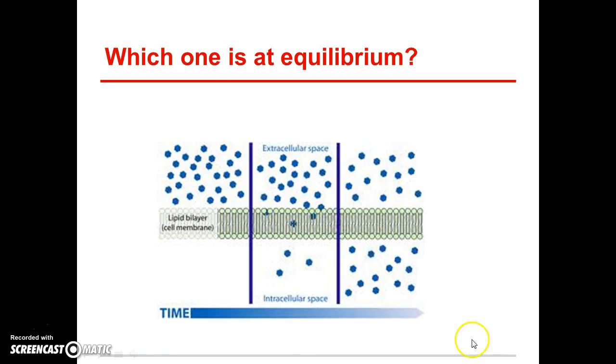Which one is at equilibrium? So we have this one, the middle one, or this one. Here we're looking at a lipid bilayer cell membrane, and which one, 1, 2, or 3, is showing equilibrium? The answer is this side. Yes, this blue is moving across, and this one is too, and they're moving back and forth, but there's no net movement. There's no overall movement because they're equal concentrations on both sides.